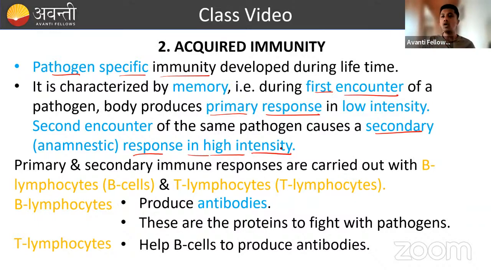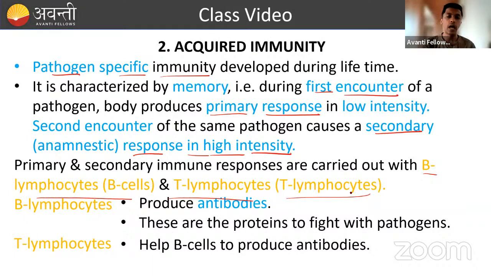Now, who carries out this primary and secondary response? The acquired immunity is basically taken care of by two important types of cells. Those are called B lymphocyte cells and T lymphocyte cells. So let us study what B lymphocytes and T lymphocytes are. These B lymphocytes and T lymphocytes are types of lymphocytes.